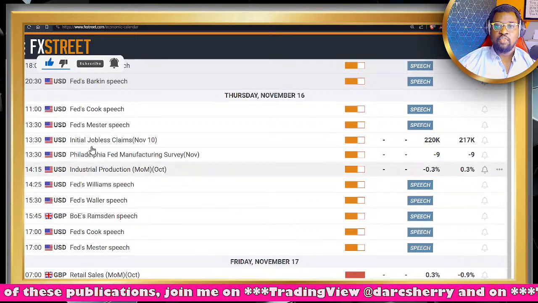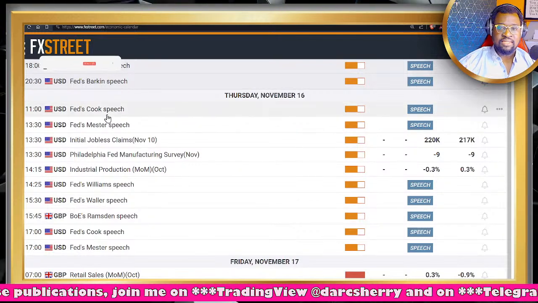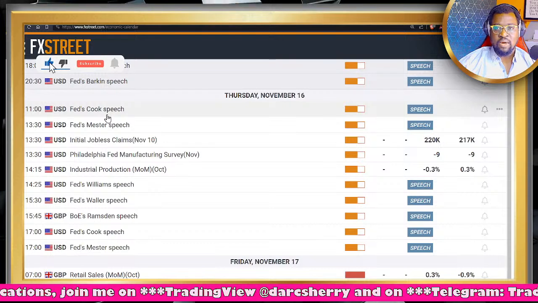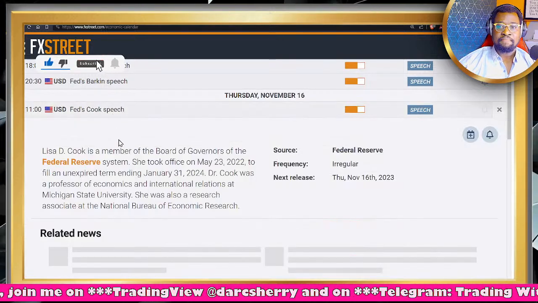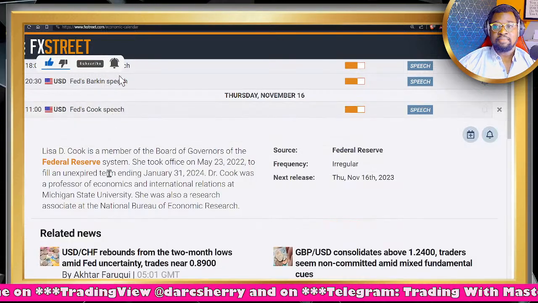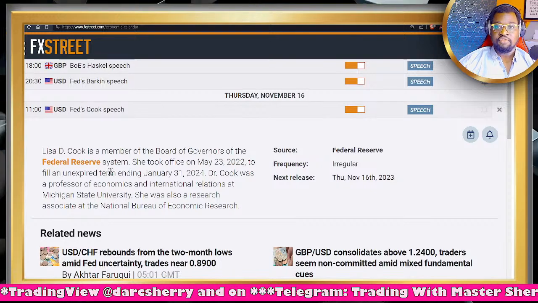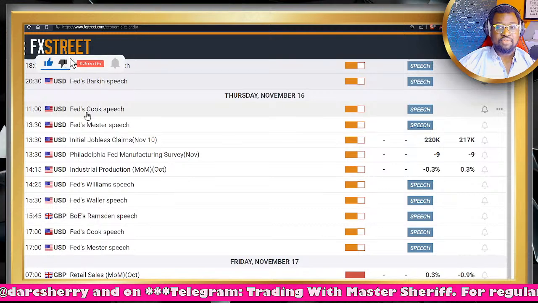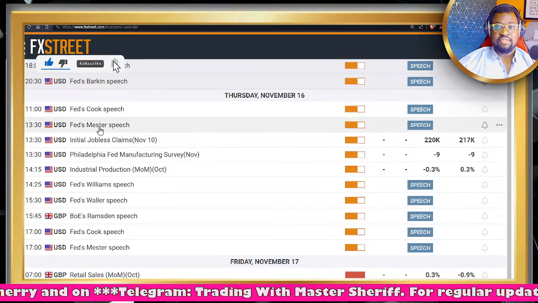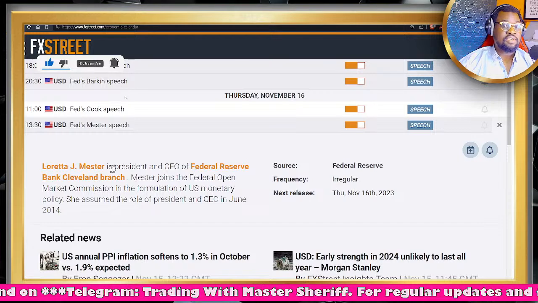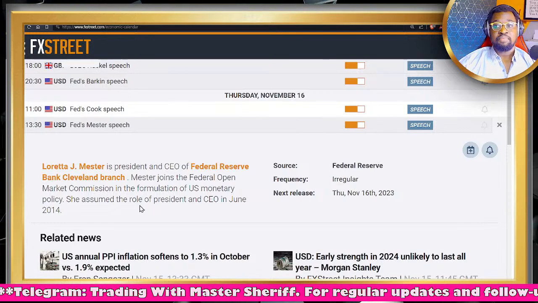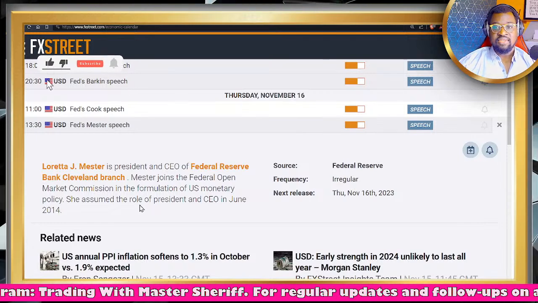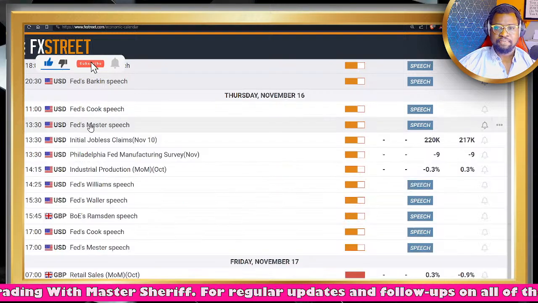Now, if we look at what we have here, in about 3 hours from now, we look forward to Lisa D. Cook. She's a member of the Board of Governors of the Federal Reserve System, so she will be giving a speech in about 3 hours from now. Then in about 5 to 6 hours from now, we're having another speech from Loretta Mester, who is the President and CEO of the Federal Reserve Bank of Cleveland.